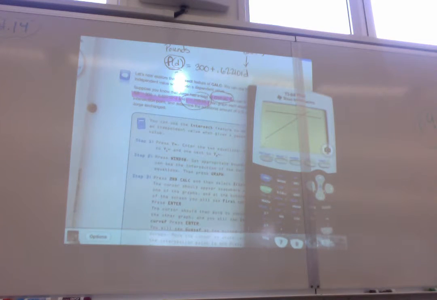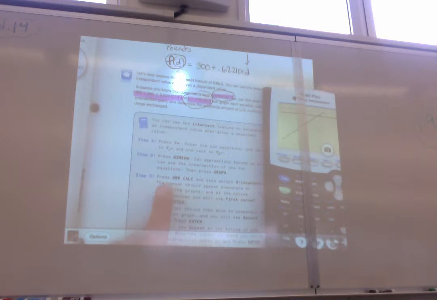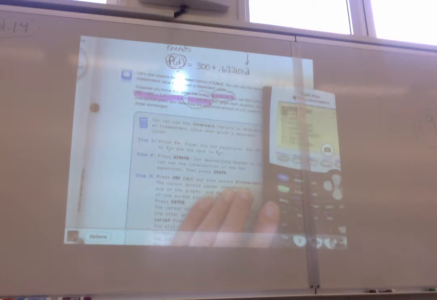Okay? Now, we're using the intersect method, so step 3 tells us what to do. Andy, could you read what it says in step 3? Press second calc and then select 5. Okay, hold on. Let's do that. Second is the blue button. Calc is above trace. We've used this yesterday for value, but this time we're going to scroll on down to 5 where it says intersect. Scroll on down to 5, press enter.